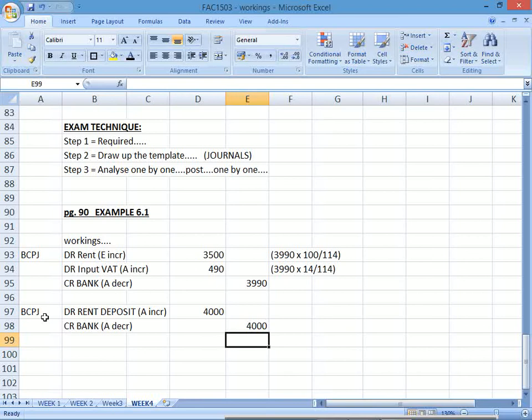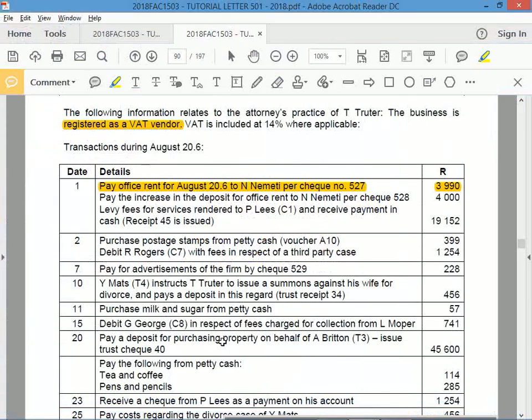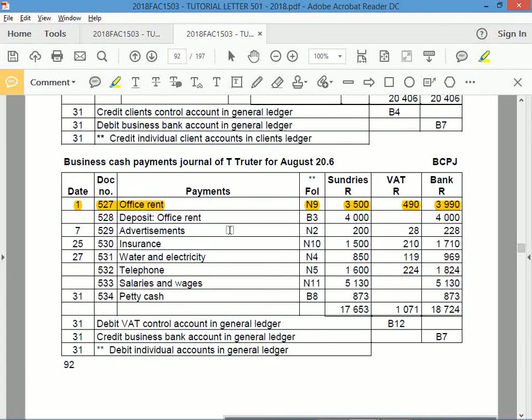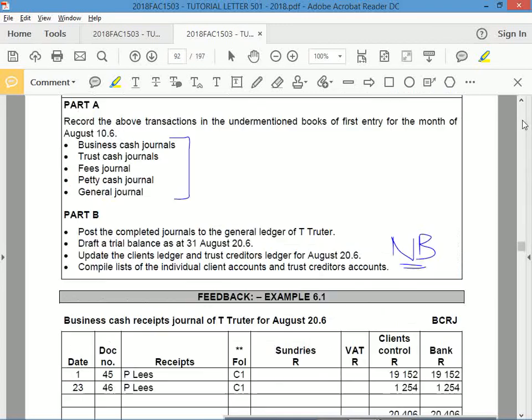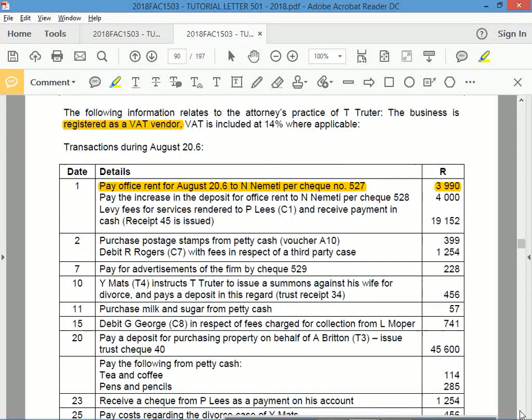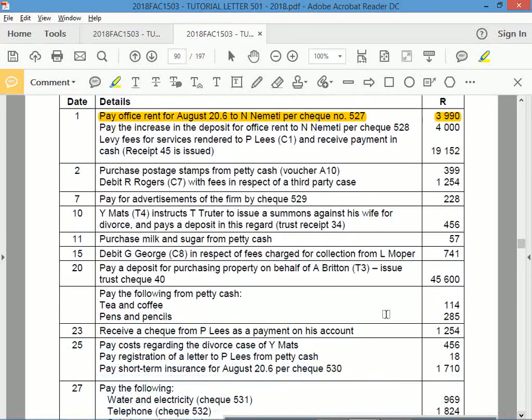That's the working. Once you've got that working, where is that going to go? Business CPJ. Let's check if it's there. There it is. It's exactly the same. I'm not going to always refer back to the answers. You guys can check this later on. We'll look at it when we do the post into the ledger. I'm just going to carry on and stick on this page, because it's going to be jumping around too much. So we've done that one.